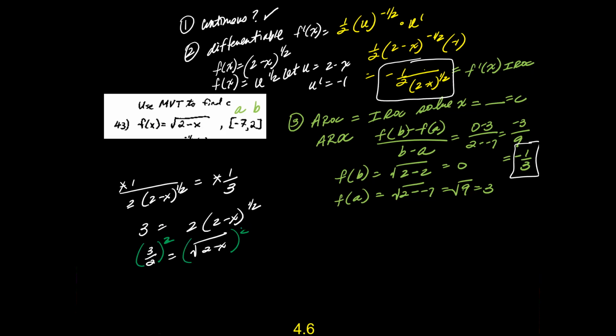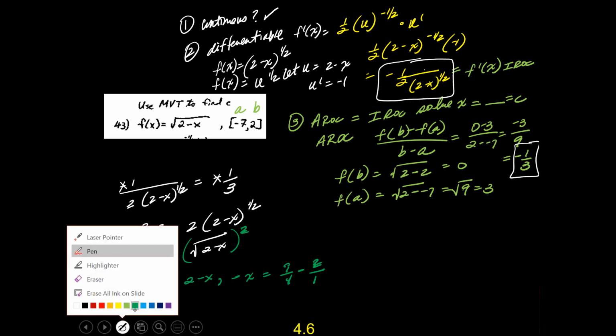So that's going to be a 9 over 4 is equal to 2 minus x. If I subtract the 2 on both sides, I will have a negative x is equal to 9 over 4 minus 2 over 1.